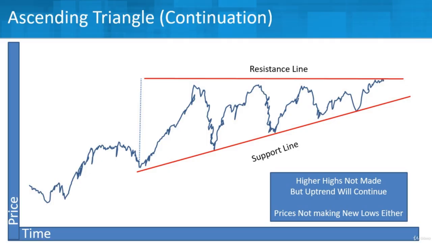So that is what's called an ascending triangle. Ascending because it's an upward trend, and the bottom line, that support line, is sloping upwards, where the resistance line is more horizontal. So that's an ascending triangle, which is a continuation idea.